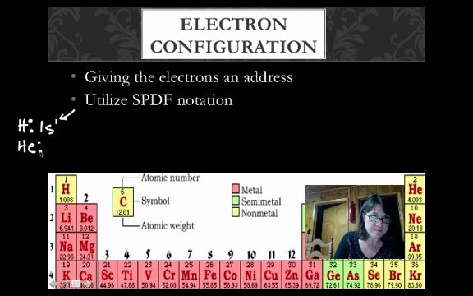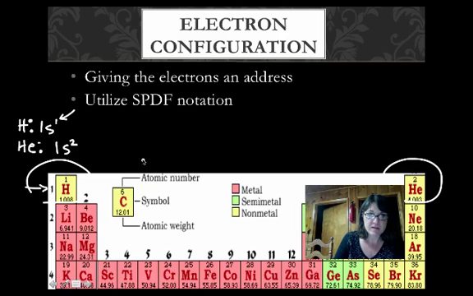For helium, the configuration is first row, so 1, fills in the S level. So helium fills in the S. How many electrons go in? 2 electrons total. Now let's go down to the next row.